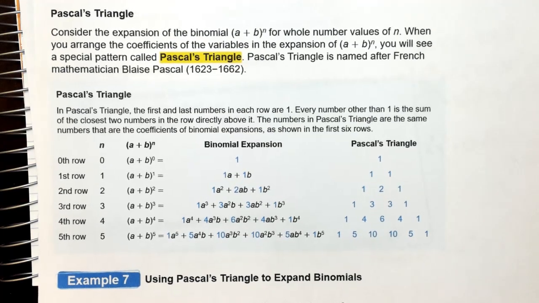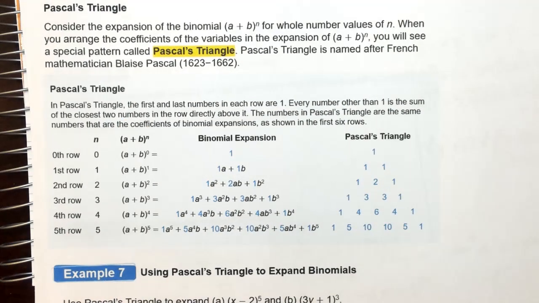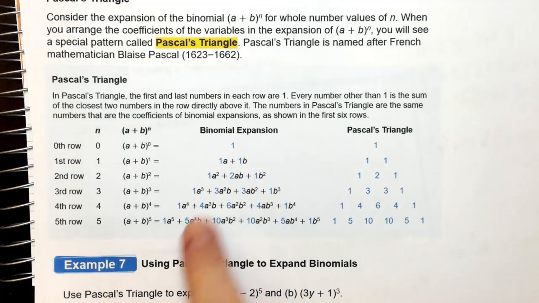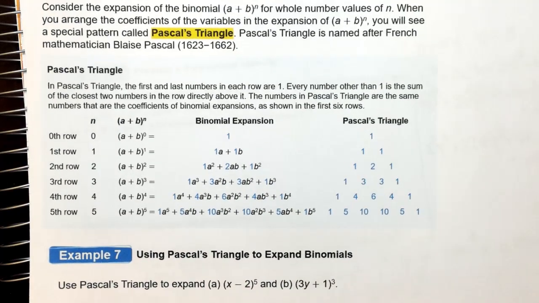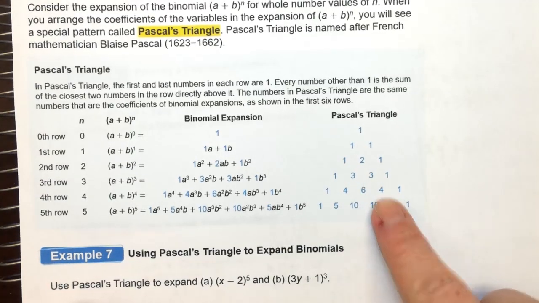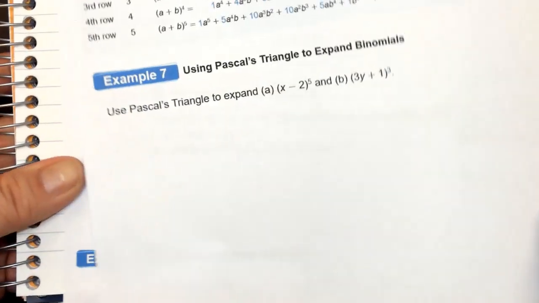All right, so if you want to take a moment and read exactly what Pascal's triangle is, it gives you the information there. So essentially, you could grow this triangle even more. So when they're talking about the rows of the numbers being 1, this is what they're referring to.